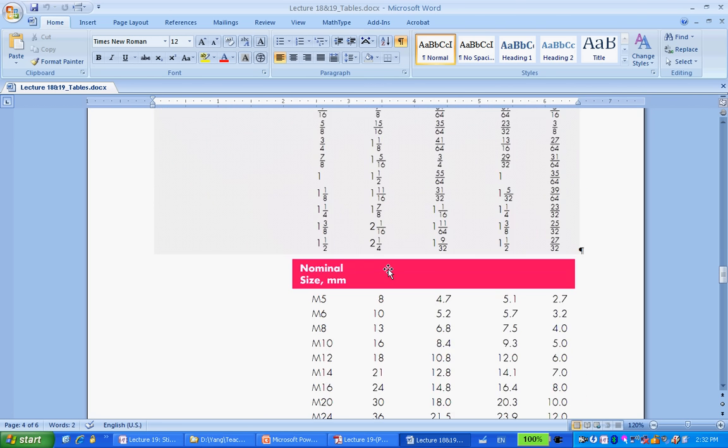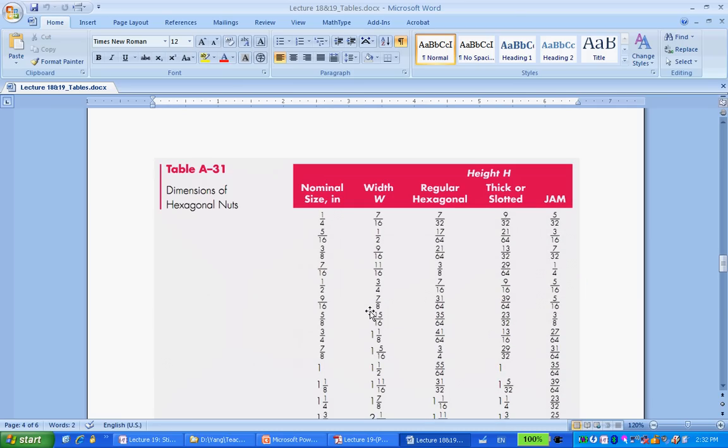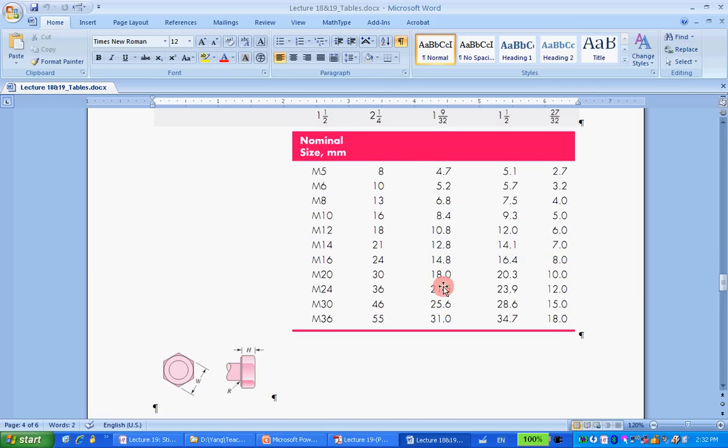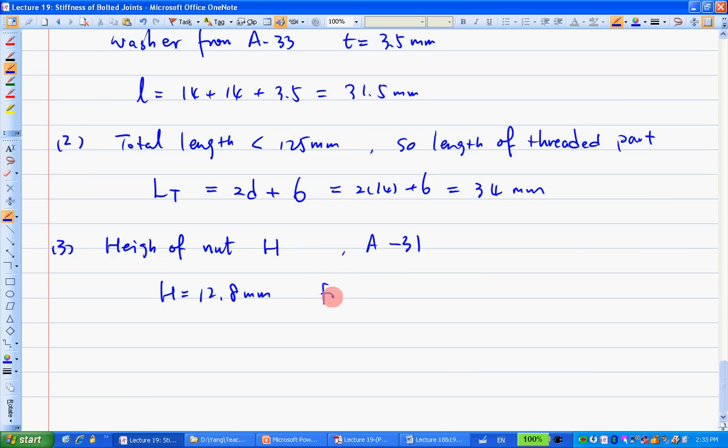A-31 is right here. Metric series, so we need to look at this one here. We'll look at M14. Which column is H? H is basically this, right? And what we have here is a regular hexagon type of bolt or nut, so we choose the third column. For M14, H is 12.8. So H equals 12.8 for a regular hexagon.